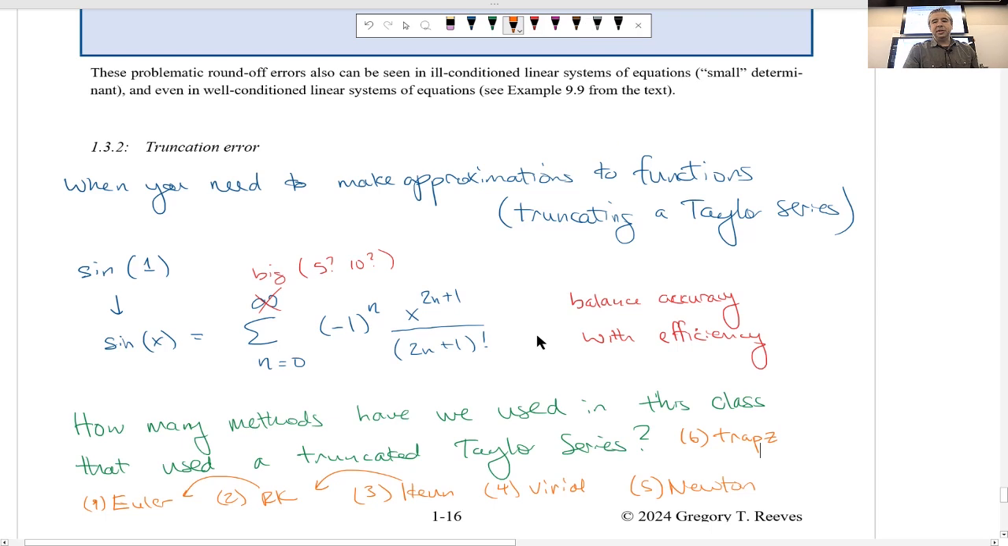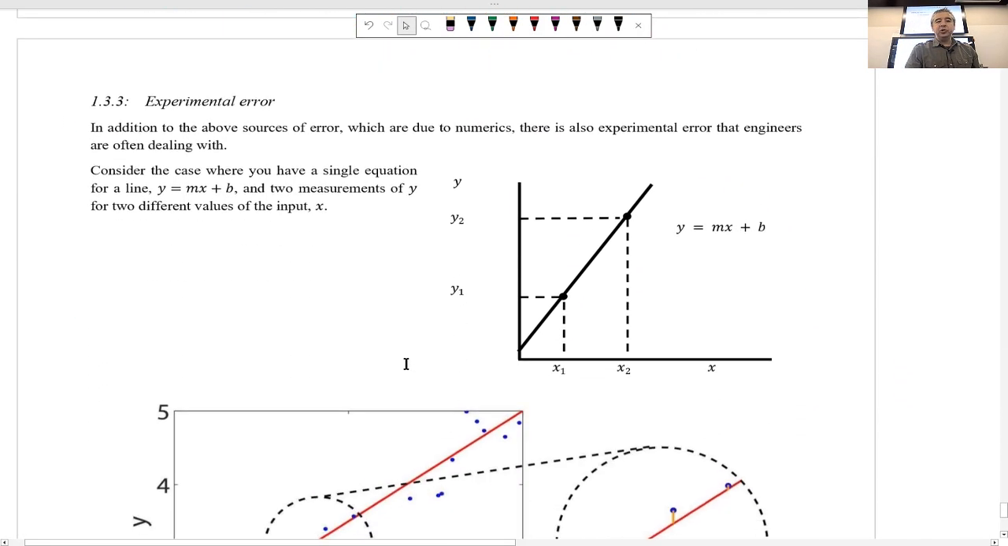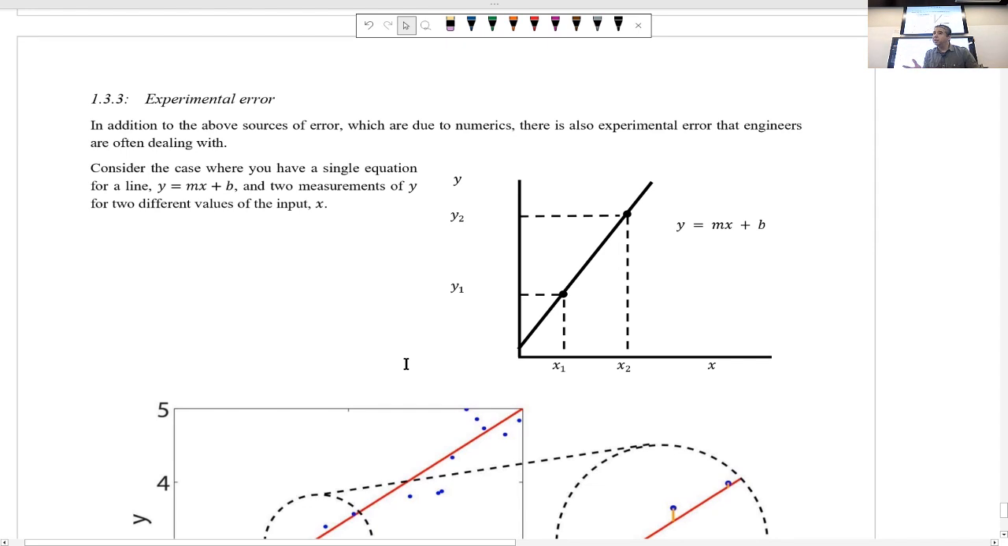Okay, last little piece in this section is experimental error. So this is not one of the two kinds of error that's talked about in a lot of numerical methods classes, or textbooks, because this is not technically a numerical error. This is something that happens in the real world with not 100% perfect sensors or other modes of measurement.